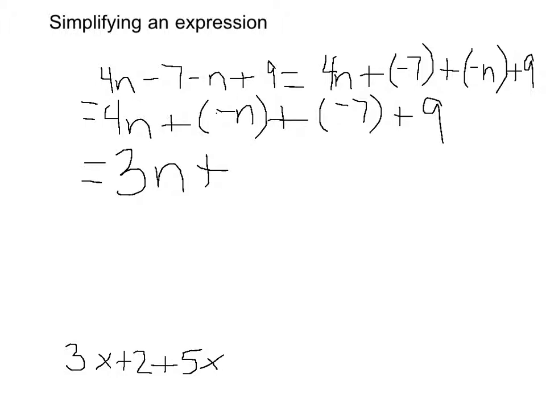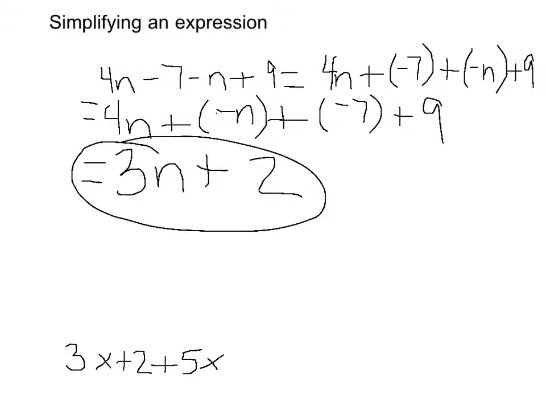Plus, well, then I go on here. I look at negative 7 plus 9. Again, these are different signs. I've got a negative plus a positive. This one has the higher absolute value, so I subtract here. That's like saying 9 minus 7 gives me 2. There's your answer, 3n plus 2. I've simplified the expression, okay?